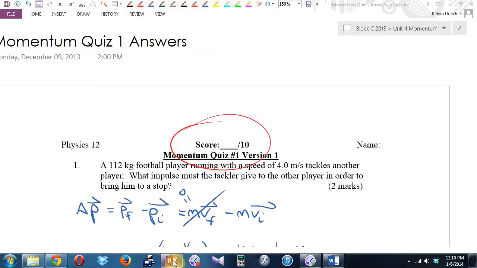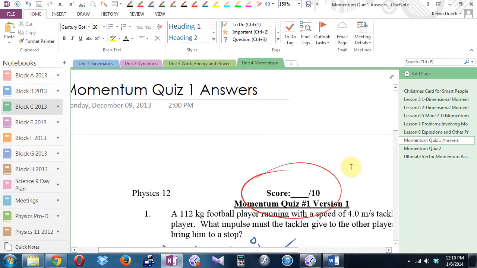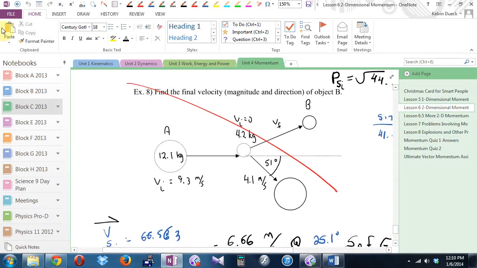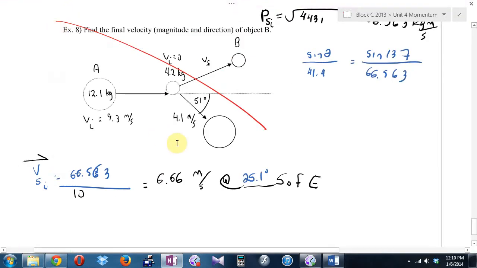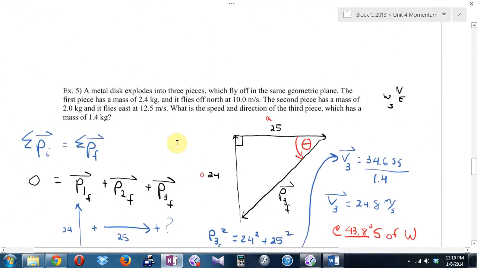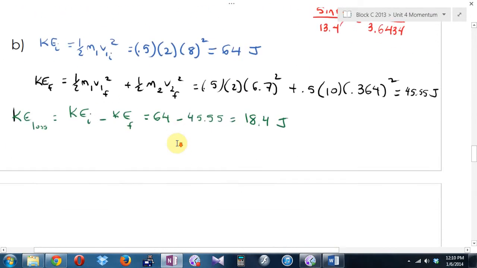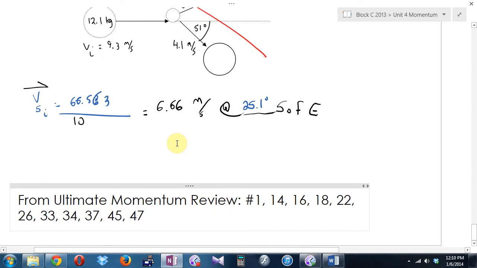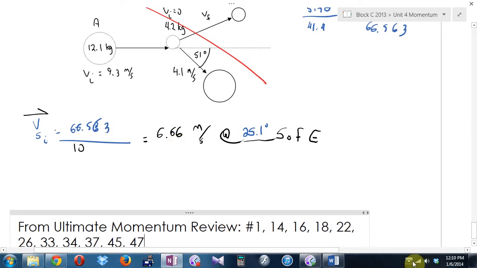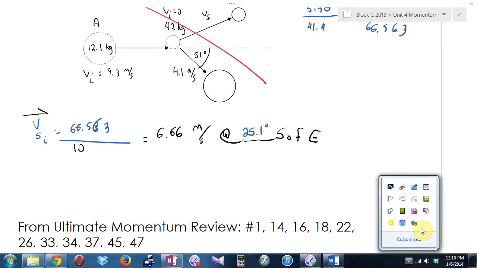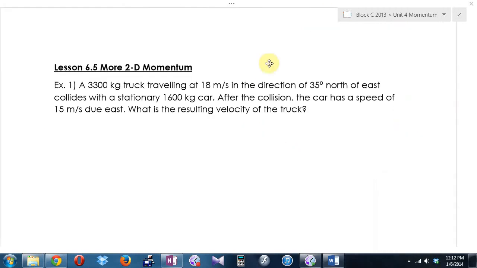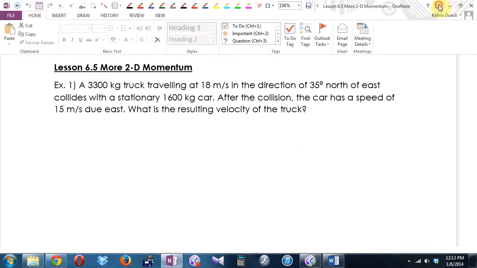So don't forget the bonus video game. Last day. Holy smokes. We kicked it up a notch. We looked at lesson 6, two-dimensional momentum. There was a bit of a mix-up because for some reason I didn't have actual practice questions attached. But who was away last day and doesn't have a copy of lesson 6, which is the key lesson in the unit? So I called this lesson 6.5, more two-dimensional momentum.